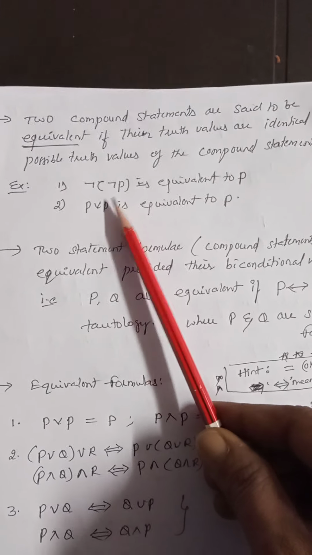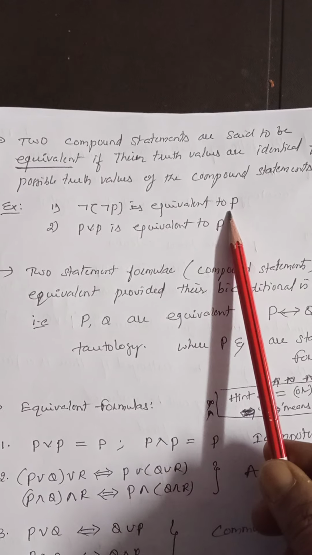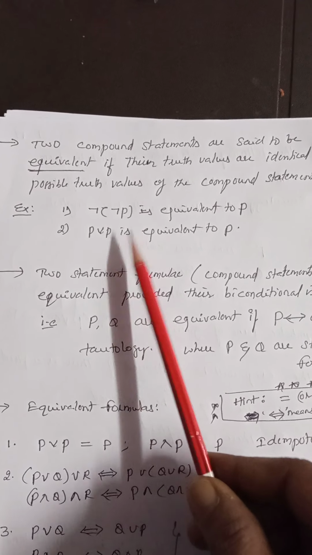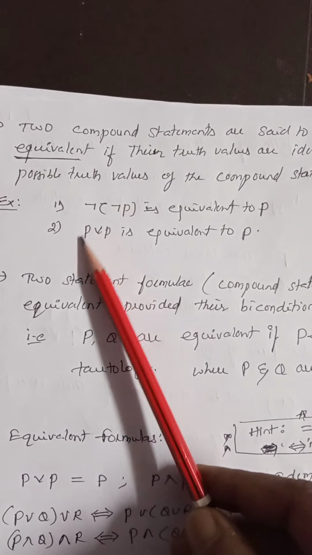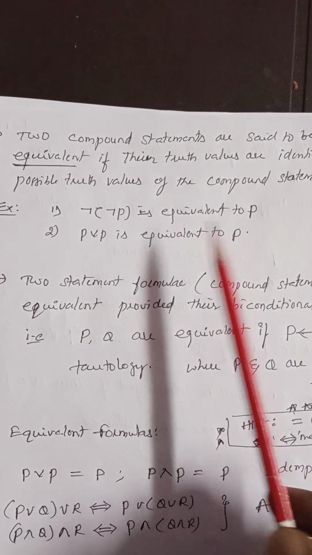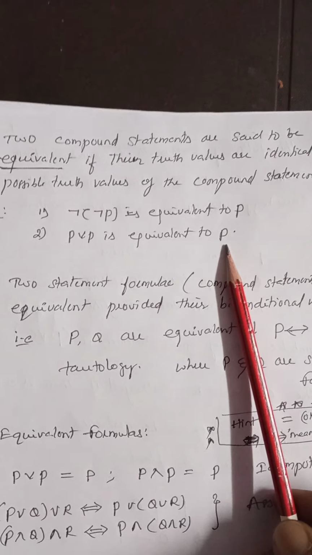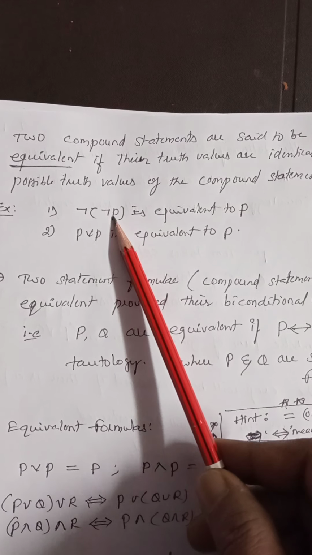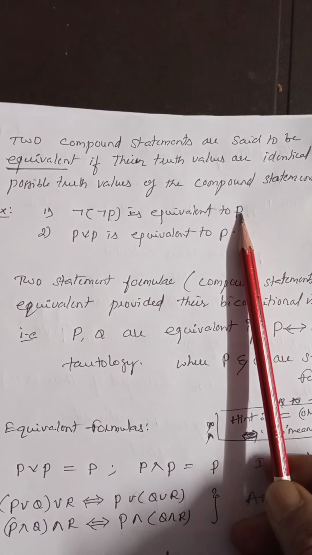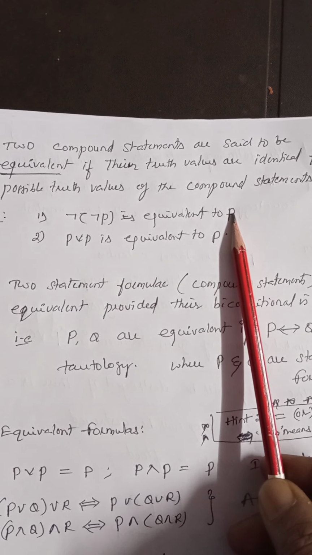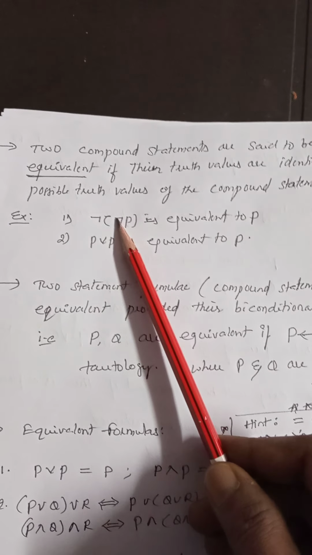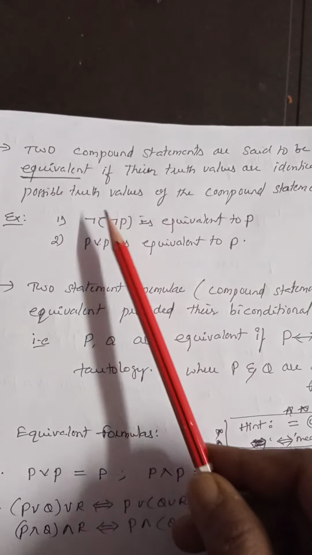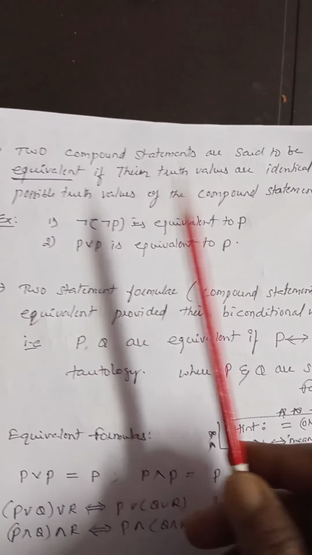Now, for example, negation of negation P is equivalent to P. P or P is equivalent to P. That means if you construct the truth table for this one, that truth table is also equal to the truth table of P. Here, the truth table of negation of negation P is equal to the truth table of P. This is one propositional formula. This is another propositional formula. Now these two propositional formulas are equivalent. Why? Because their truth table is the same.